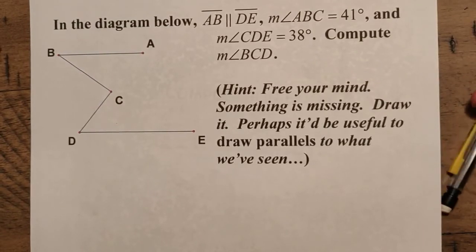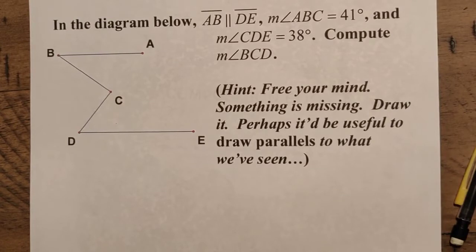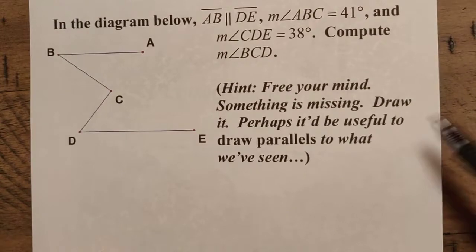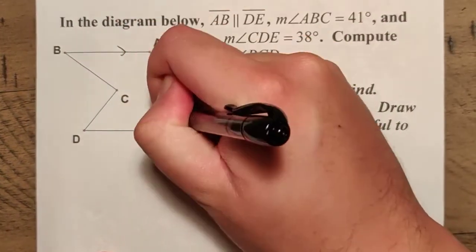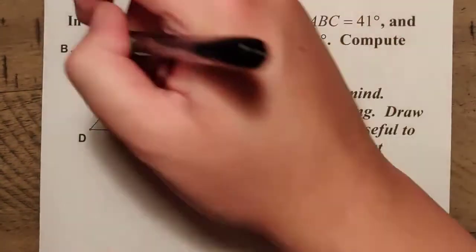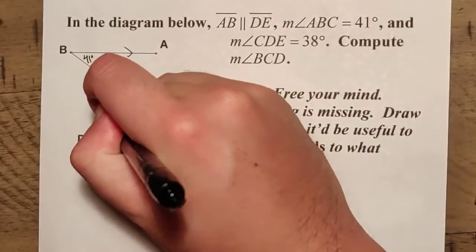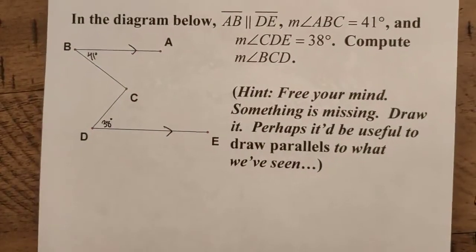So this is something that I'd like you to actually pause the video here and just try to work on this problem before you move on, okay? We have some parallel lines here, so I'm going to go ahead and mark those. We're told that ABC is 41 degrees and CDE is 38 degrees. And we want to calculate BCD.